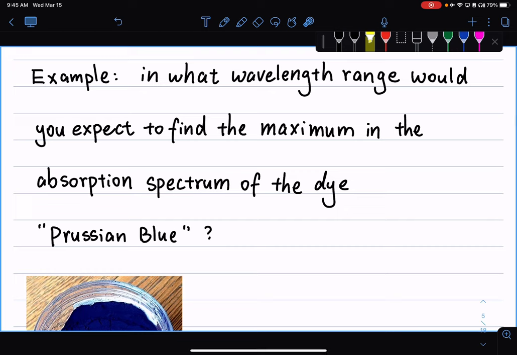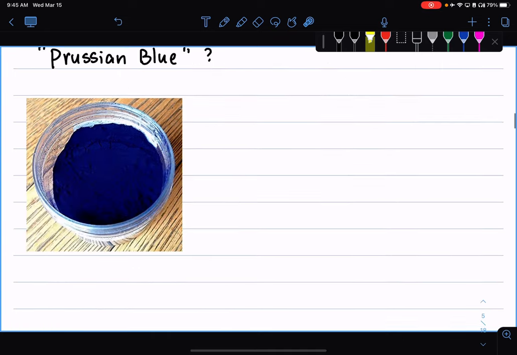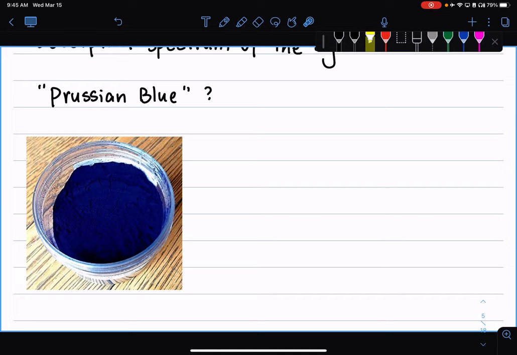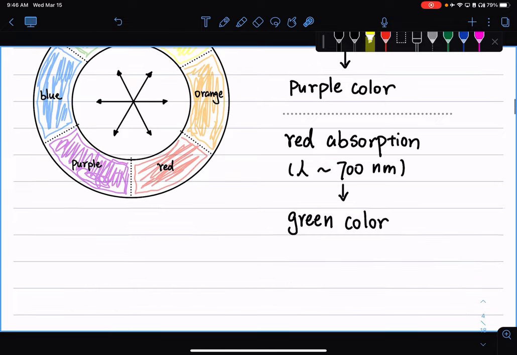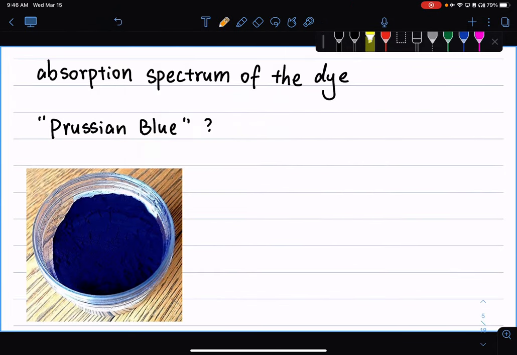In what wavelength range do you expect to find the maximum in the absorption spectrum of the dye Prussian blue? It's a blue color. Going back to the wheel of color, we expect it to absorb orange light, so it gives you that bright blue. For this orange light, you can go back to the electromagnetic spectrum and find that wavelength range.